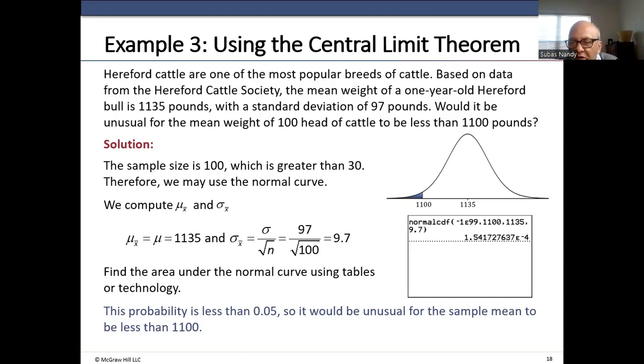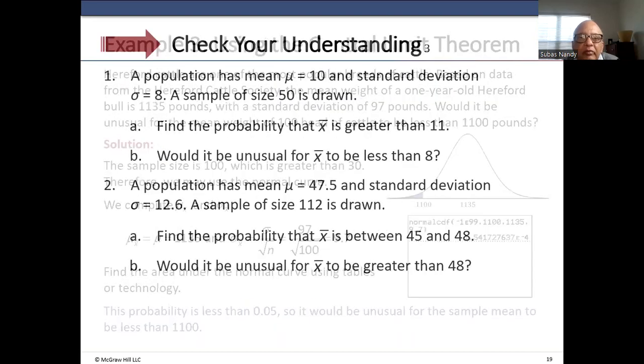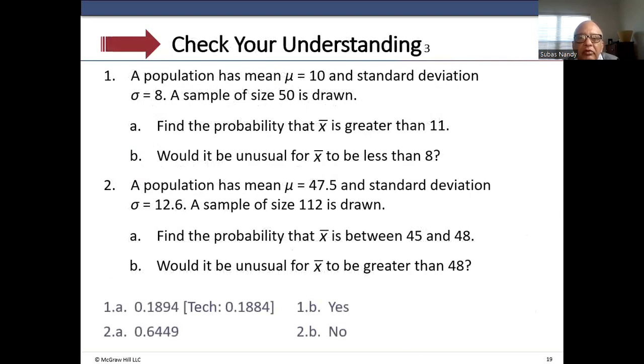Notice they also got 1.54 E minus. Probability, do not jump and say 1.54. Probability cannot be greater than 1. So we have to look at the number. Whenever we see a probability greater than 1, we look at the number at the extreme right end, which is minus 4. That means the first number 1 is at the fourth place after the decimal. So it is 0.00015, which is a very small number, less than 0.05. So that event, that the mean weight of 100 head of cattle is less than 1100, is not going to happen. It's very unusual. Okay, you can do these problems.